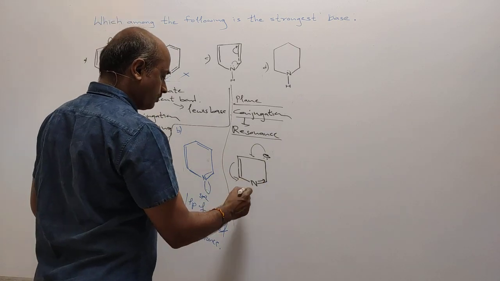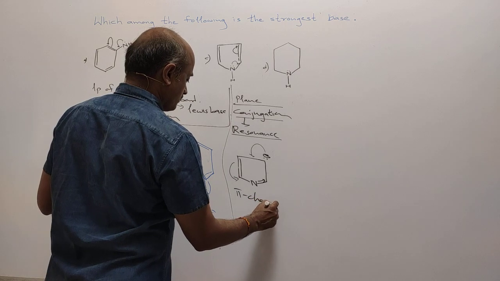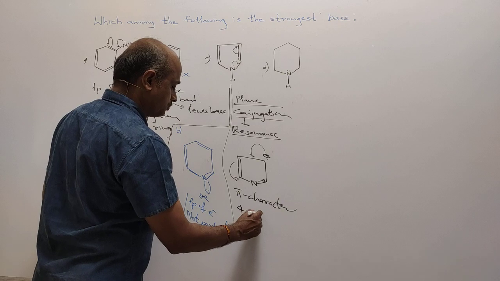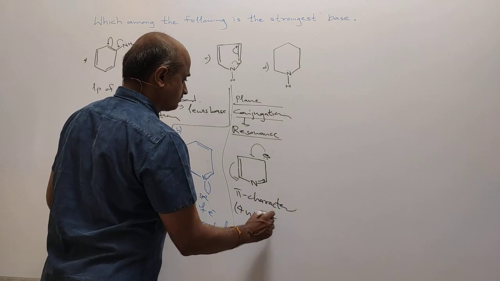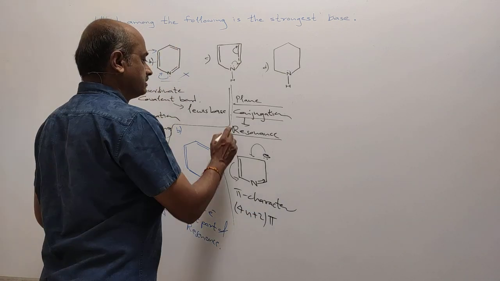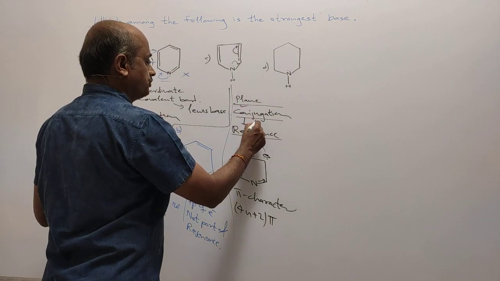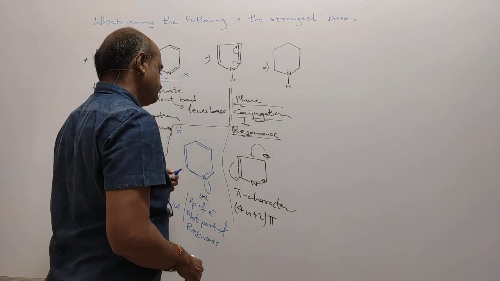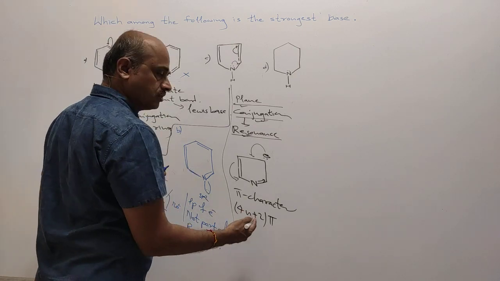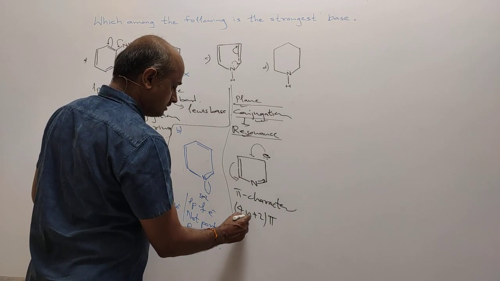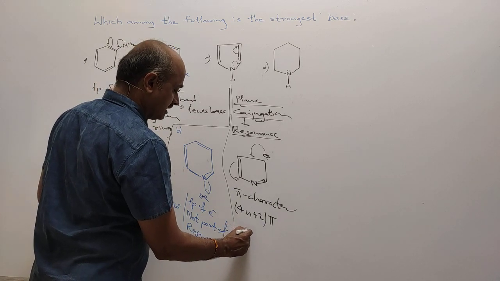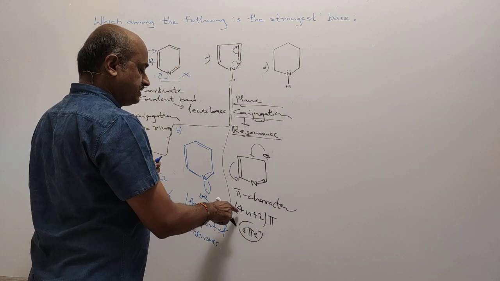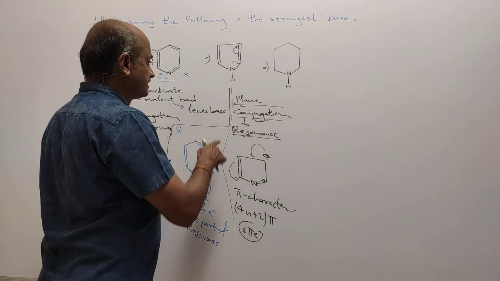and therefore, if we wish to use the formula 4n plus 2 pi electrons for aromatic nature, for a compound to be aromatic, it should be planar, with conjugation because of that resonance, and 4n plus 2 pi electrons, meaning n equal to 1, 2, 3, 4. If we fill n equal to 1, it becomes 6 pi electrons. So it fits into this formula. There are 6 pi electrons.